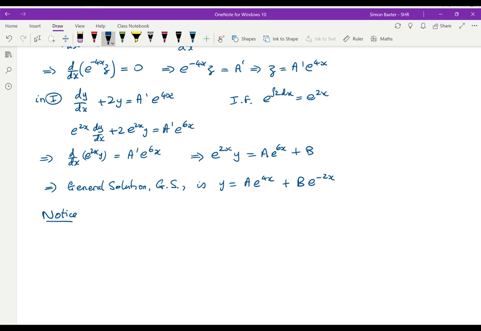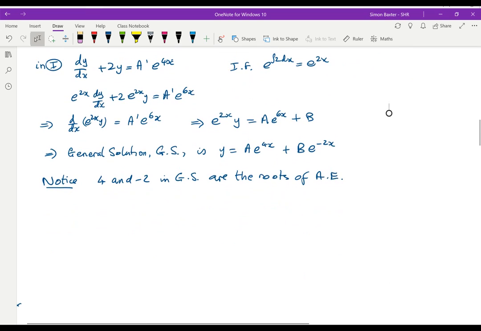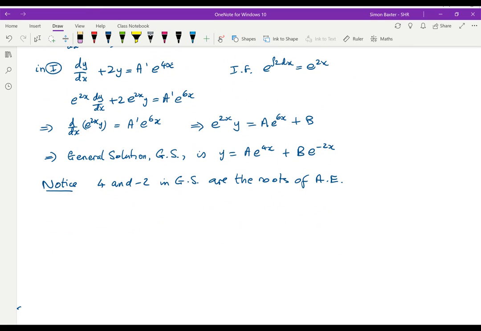Notice that the 4 and minus 2 in the general solution are the roots, I'll show you in a moment, of the auxiliary equation. So 4 and minus 2, and my auxiliary equation, if you look at the top here, has roots 4 and minus 2. So here is an example, and every single one with distinct real roots would behave the same way.